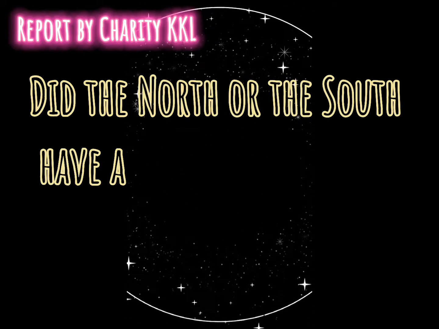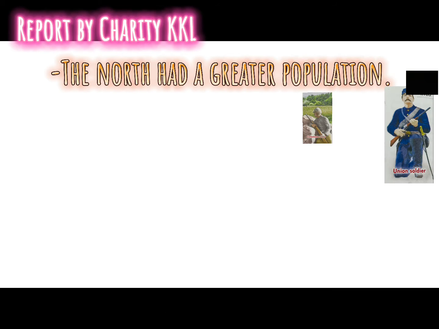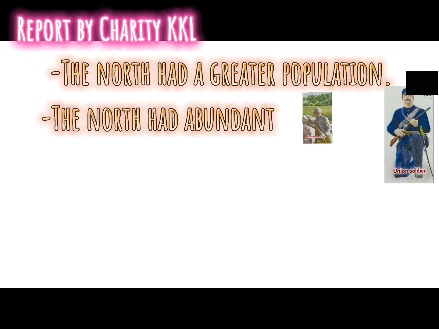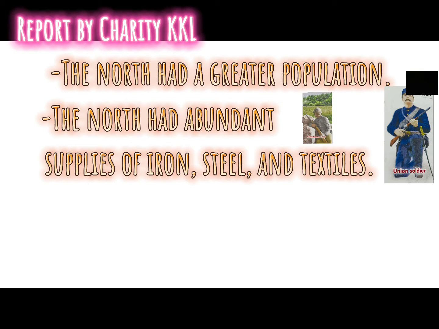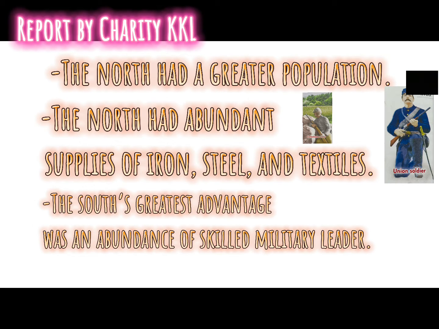Did the North or the South have a greater advantage when the war began? The North had a greater population when the war began. 22 million people lived in the North compared to 9 million in the South, nearly one-third of whom were slaves. The North had abundant supplies of iron, steel, and textiles, as well as ammunition industries to supply their war effort. In addition, the North possessed most of the nation's banking capital. The North also had more railroads and other means of transportation.